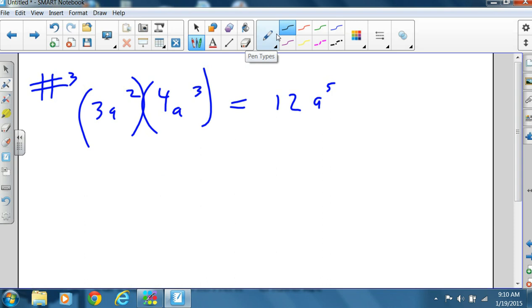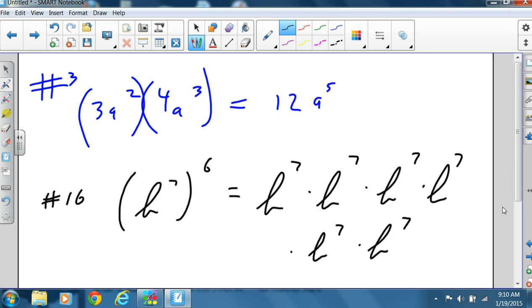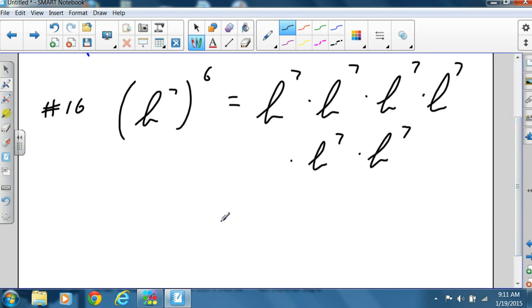Number 16, b to the 7th raised to the 6th. Okay, so that would be b to the 7th times b to the 7th times b to the... Why am I doing this? This is a waste of time. b to the 7th, b to the 7th, b to the 7th. So I got 6 of them. And I wouldn't do that. I just multiply 7 times 6. I'm just wasting time trying to figure out what 7 times 6 is before I put it down. 42? Yeah, b to the 42nd.